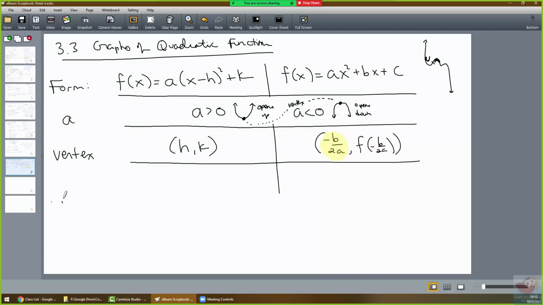So let's suppose we had the function, I don't know, -3 times (x plus 2) squared minus 5. And notice that's in HK format. Let's answer a bunch of questions on it. Let's talk about the vertex.